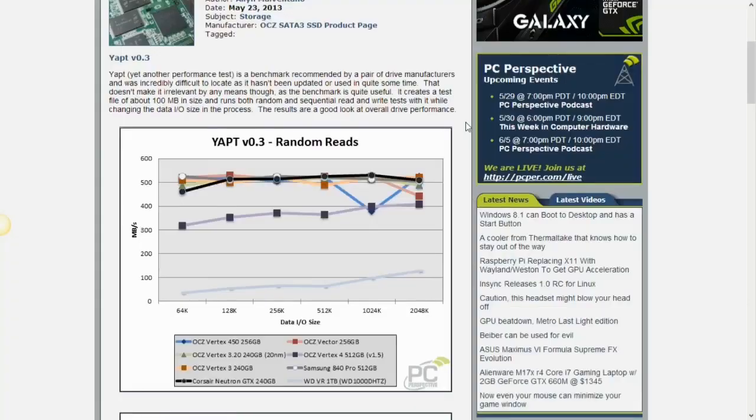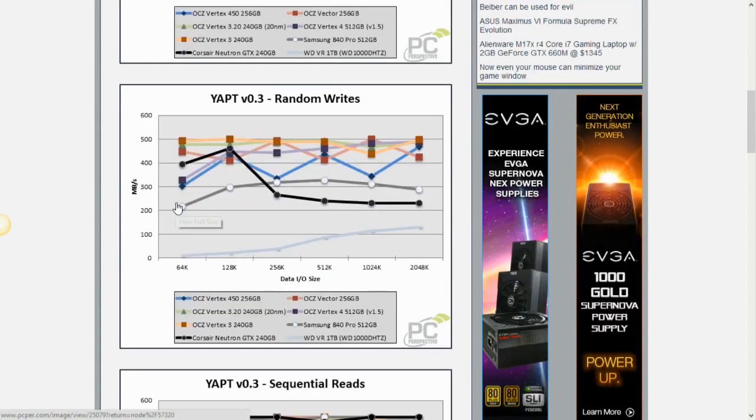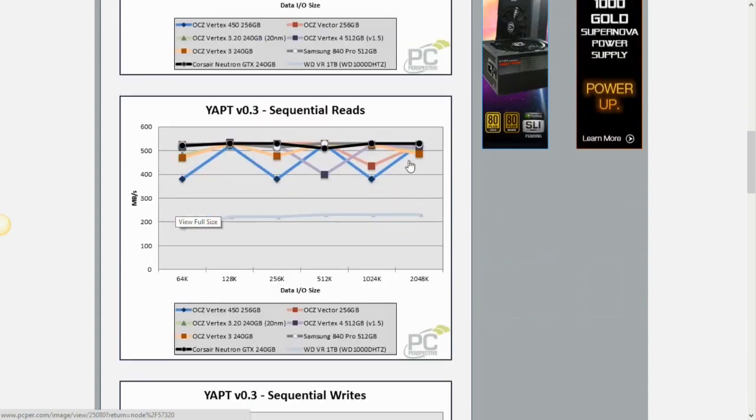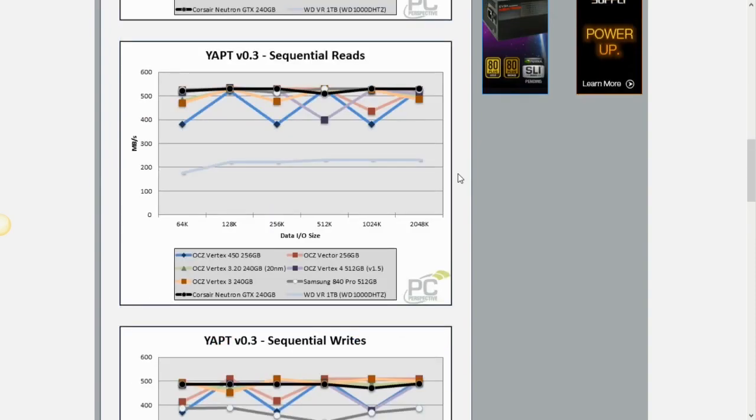Anyway, if we look at the Yapt page, the blue line representing Vertex 450, the new drive here, has this kind of oscillating pattern to it that I see on these things. Do we have any idea why that would be? No, but it was reproducible. It's actually 2 4-channel controllers that we have merged through software RAID.